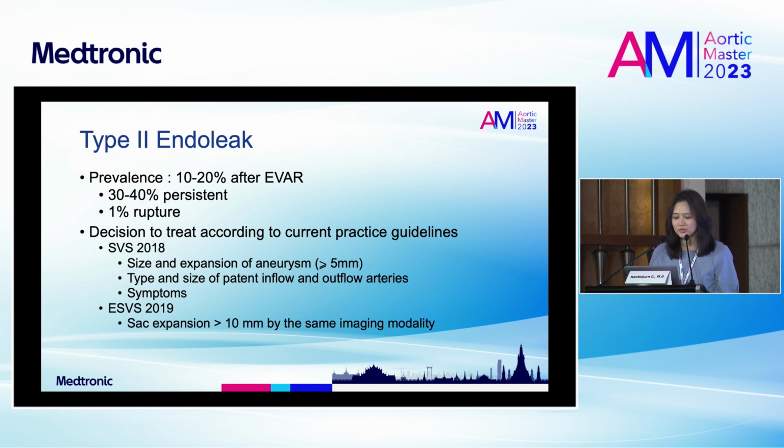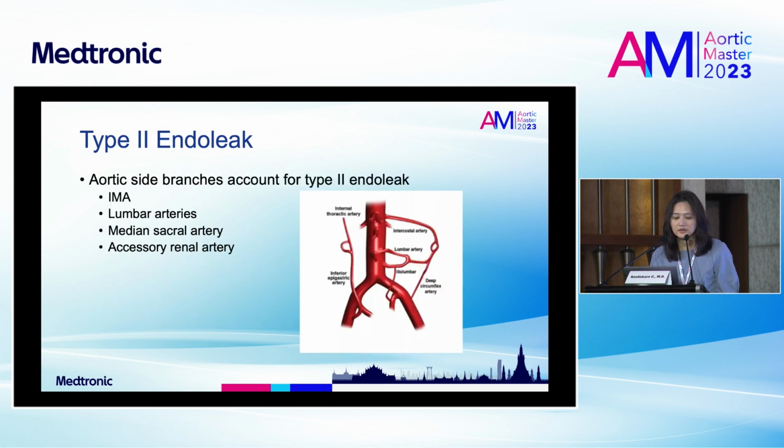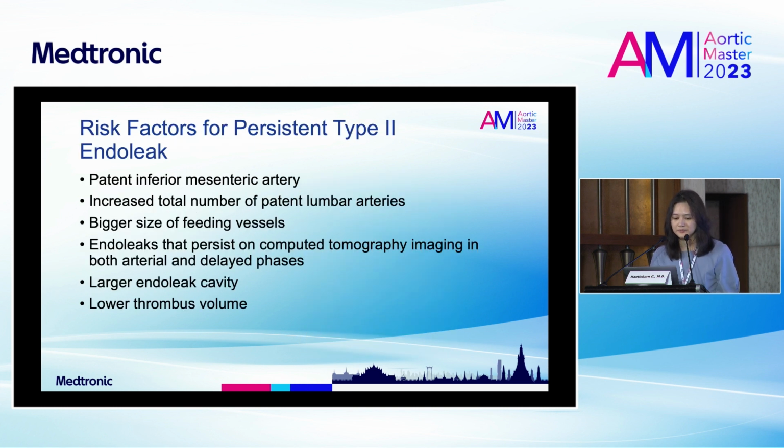The decision to treat, according to the current practice guidelines from SVS and ESVS, is that we start planning to treat type 2 endoleak when the sac expansion is over 10 millimeters, or over 5 millimeters with visible patent inflow and outflow arteries, or when the patient has symptoms. The arterial side branches that account for type 2 endoleak can be from the IMA and the lumbar arteries, and also the pelvic tributary to the lumbar arteries, the median sacral artery, and also the accessory renal arteries.